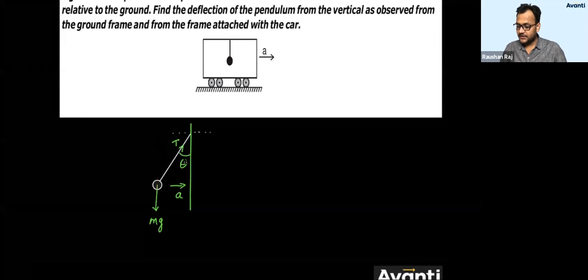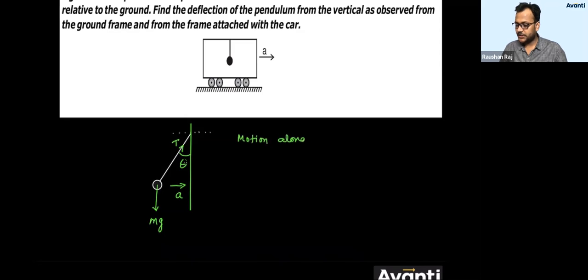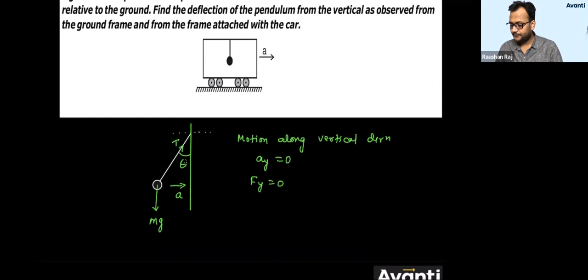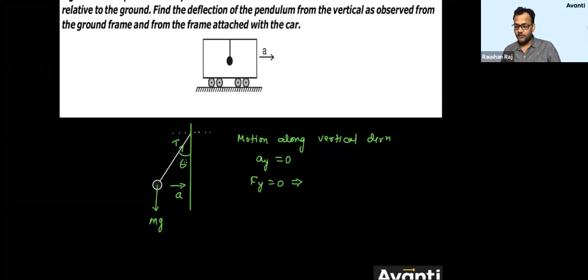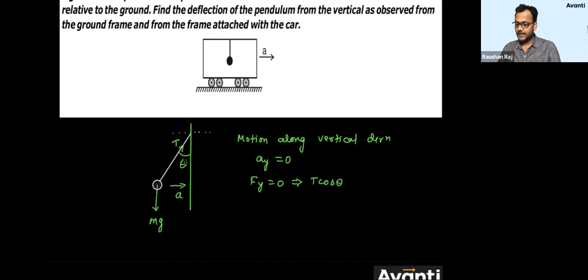Chalo, if I write motion along vertical direction, I would say Ay is equal to 0. So if Ay is 0, that means Fy has to be 0. Net force in vertical direction has to be 0. What are the forces acting on the bob in the vertical direction? So I would say it is T cos theta and mg. T cos theta minus mg must be equal to 0. So I can write T cos theta will be equal to mg. This is equation 1.